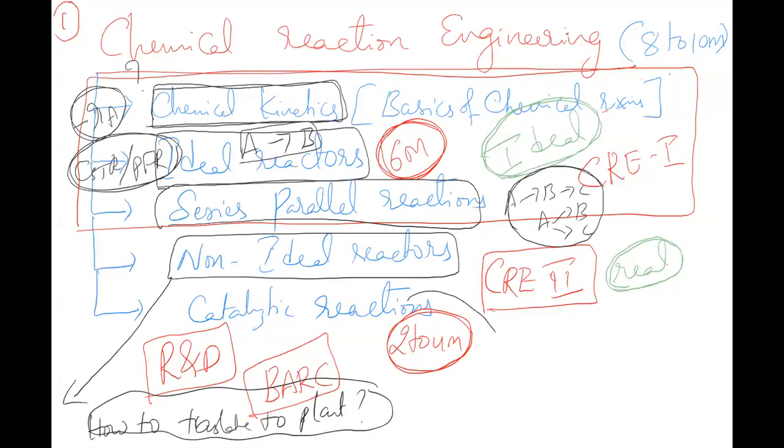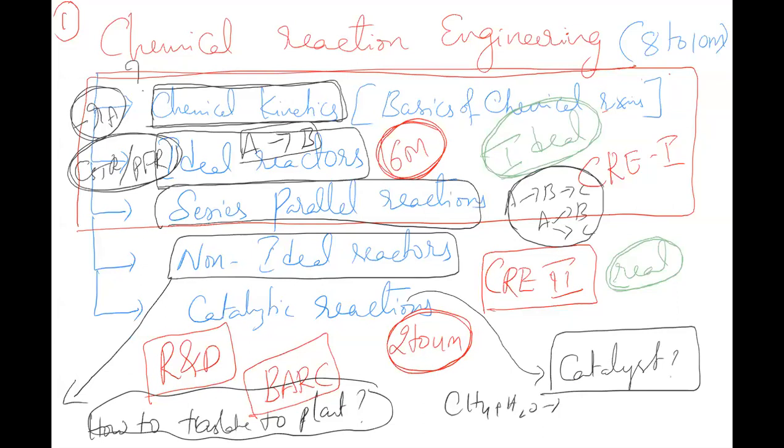Catalytic reactions. Suppose you have a catalyst in the system. All the reactions nowadays taking place in the plant are catalytic reactions. Let's take an example of the ammonia reaction, or steam reforming of methane, CH4 plus H2O gives CO plus H2. The catalyst here is nickel catalyst. So if you have a catalyst in the system, how do you design a reactor is the objective.